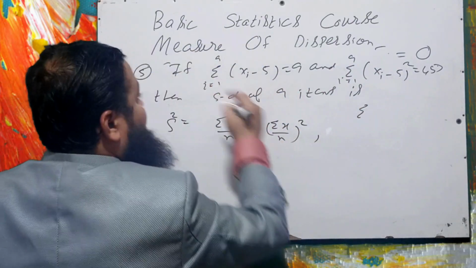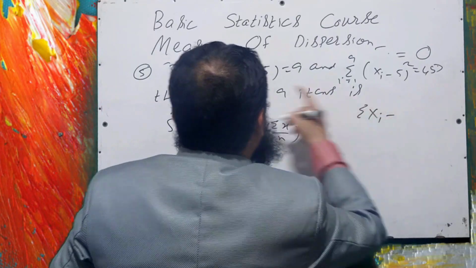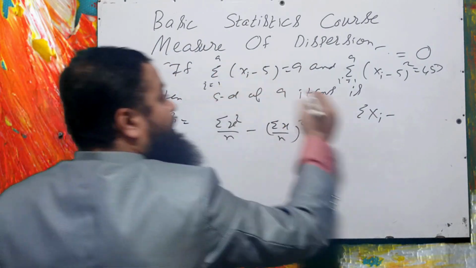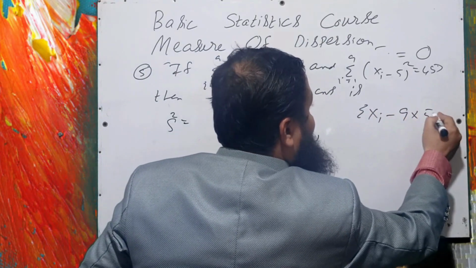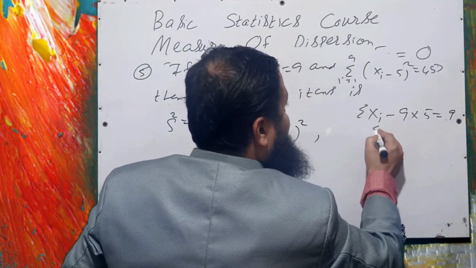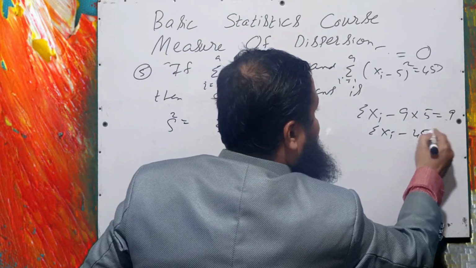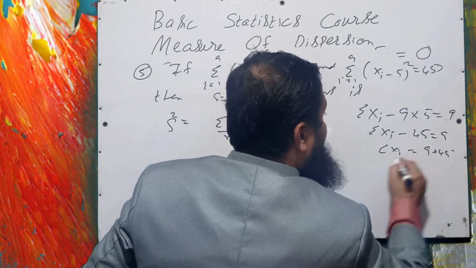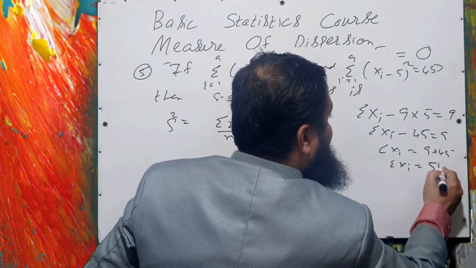Just apply the summation inside. Summation xi minus 9 multiplied by 5. If you have a constant and you apply the summation, that will be 9 multiplied by 5. Summation xi minus 45 is equal to 9. Summation xi will be equal to 9 plus 45, and that will be equal to 54.